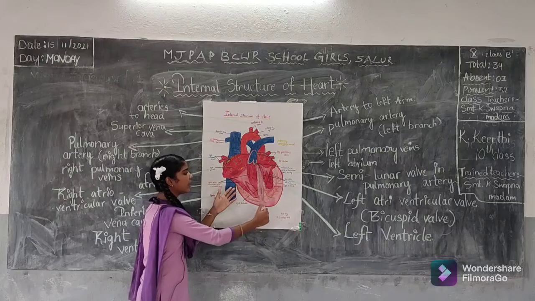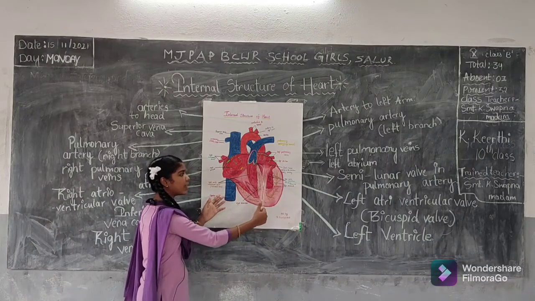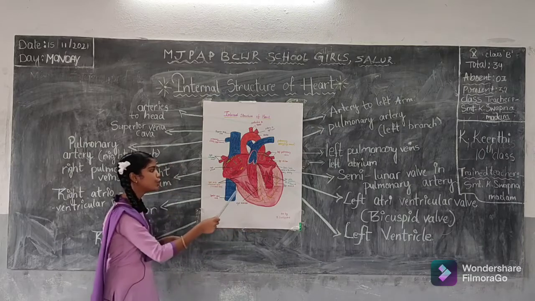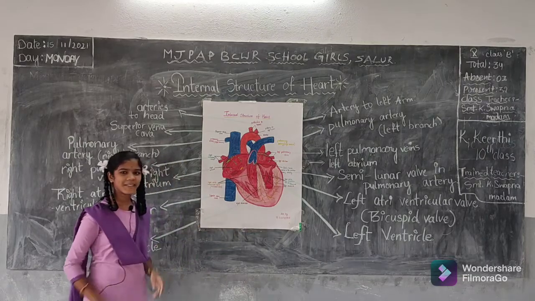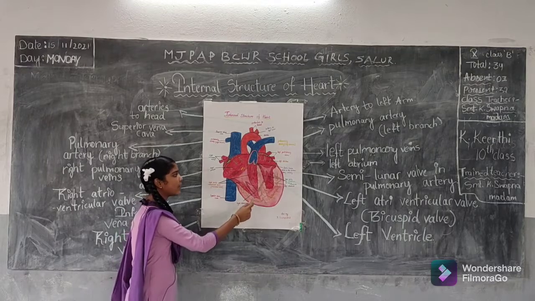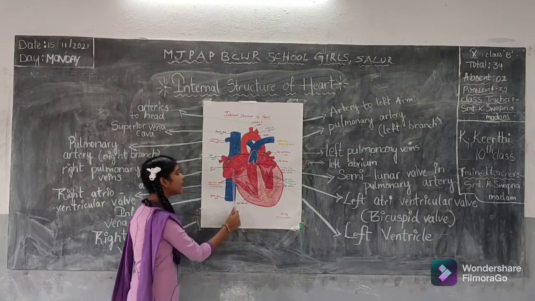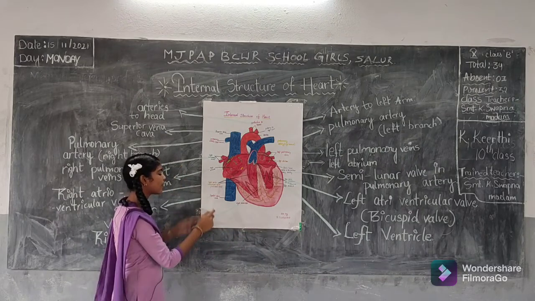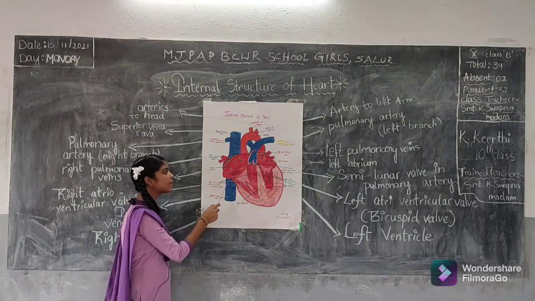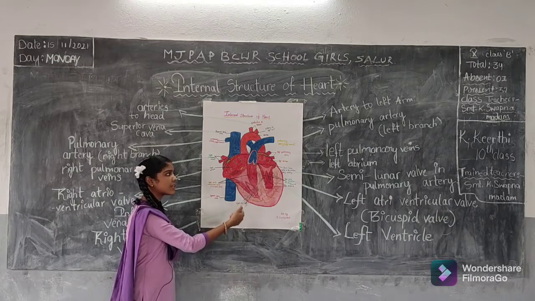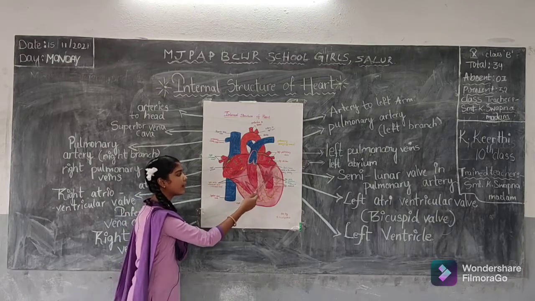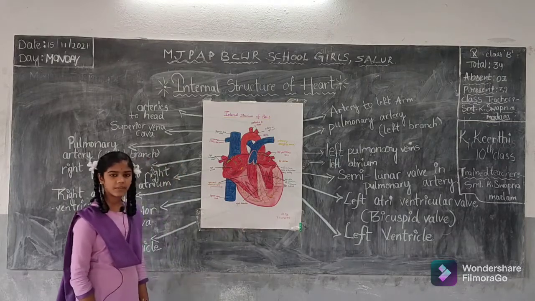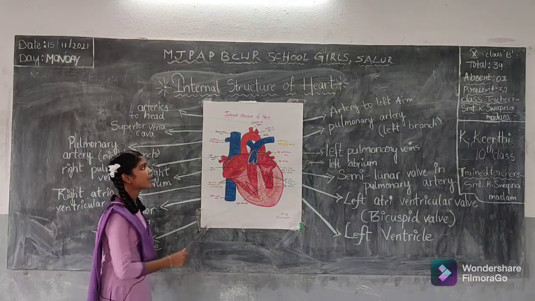Next, the left atrium and ventricle are separated from the right atrium and right ventricle by the septum. Next, the right atrium and right ventricle are connected by the tricuspid valve. On the left side, the left atrium and left ventricle are connected by the bicuspid valve. And this is the function of the heart.